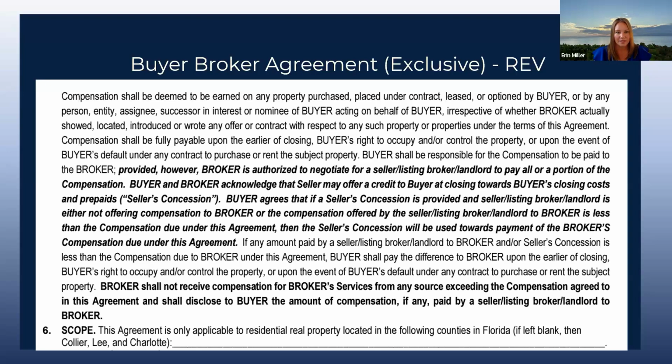Buyer will be responsible, I'm in line 5, for the compensation to be paid to the broker, again, between buyer and buyer's broker, provided, however, buyer's broker is authorized to negotiate for a seller or a listing broker or a landlord to pay all or a portion of that compensation. Buyer and broker acknowledge that the seller may offer a credit to the buyer at closing towards the buyer's closing costs and prepaids, which we defined as seller's concession.